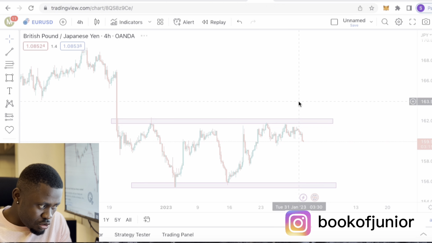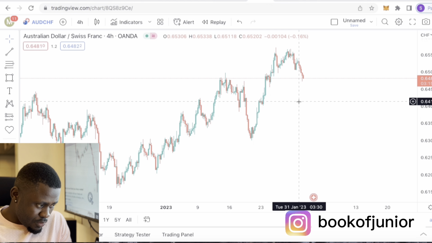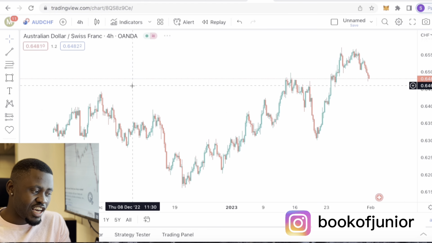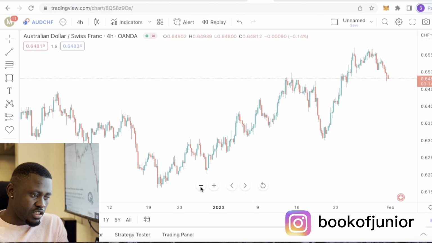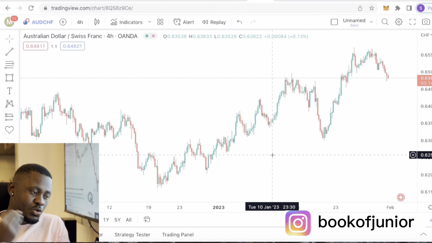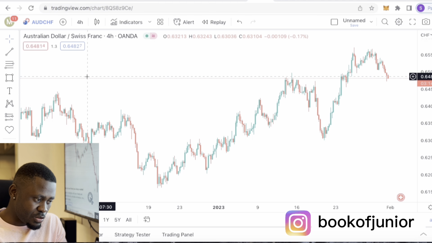So we're going to look at one more pair. So this is AUD CHF, traders. AUD CHF again, we see impulsive moves, we see retracements. So what we do here, we're going to mark out our resistance zone, right here.